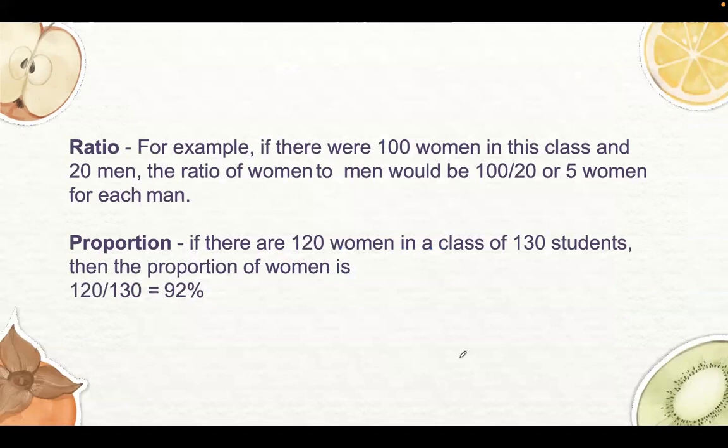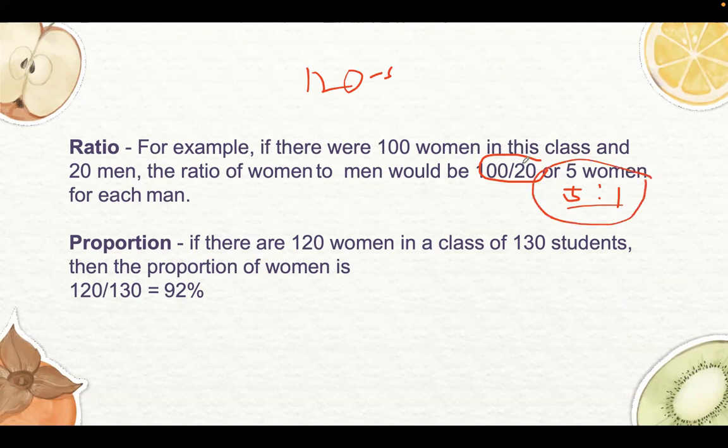Again, your ratio, for example, if there were 100 women in this class and 20 are men, the ratio of women to men would be 100 over 20. Okay, pag tinanong ka, pag meron tayong total of 120 students sa isang class, 100 doon yung women, 20 yung men. Ano yung ratio ng women to men? So the answer would be 100 over 20. To simplify, there are 5 women for each man. 5 is to 1. So, the final answer po is 5 is to 1. Kasi mas simplify pa natin to.